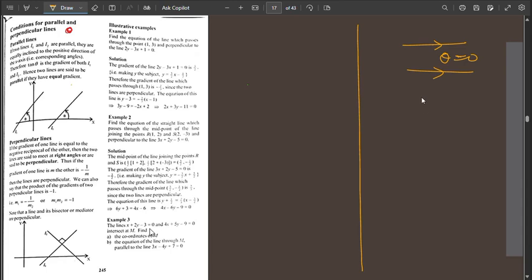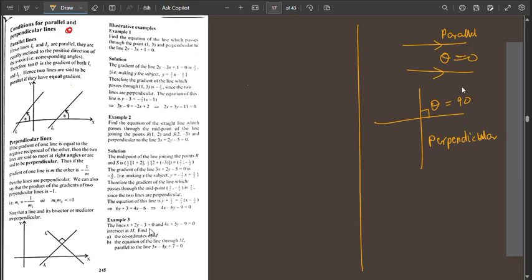However, when we have perpendicular lines, like a line like this and another like this, and they meet and form an angle here, which is 90 degrees, we say these lines are perpendicular. And then these are parallel. So parallel lines and perpendicular lines.